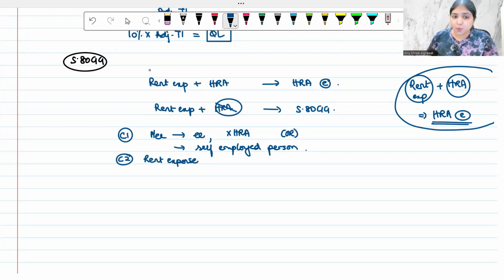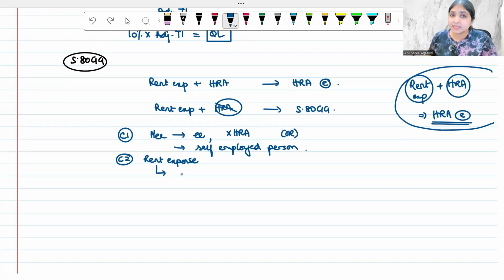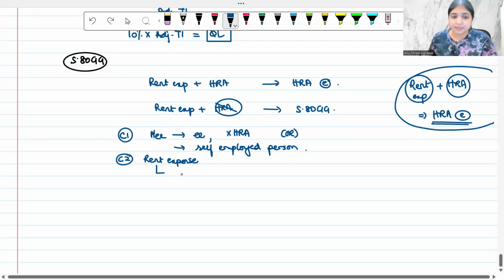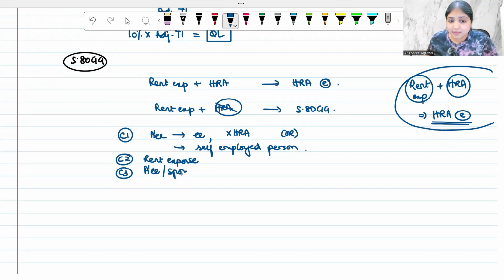Condition number 2: this assessee must have a rent expense. Rent expense indicates that the assessee is living in a rented house. The assessee is taking a house on rent, and for that house, the assessee is paying rent. This is my second condition. Now comes the third condition. See, why is the assessee having rent expense? The third condition is that neither the assessee himself, nor his spouse, nor his minor child, nor his HUF, none of them should own a house.